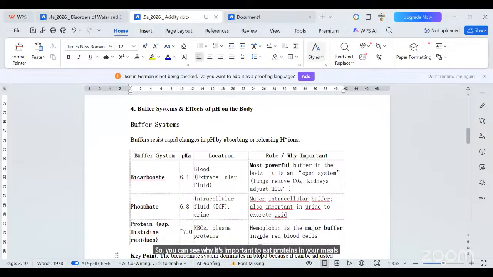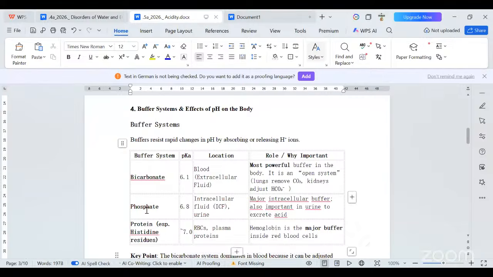The pKa for bicarbonate is 6.1, and it is found in extracellular fluid. It is the most useful buffer in the body because it's an open system. The lungs remove CO2, the kidney adjusts HCO3. HCO3 is bicarbonate.